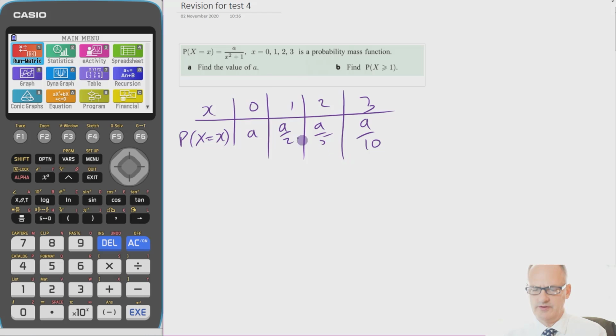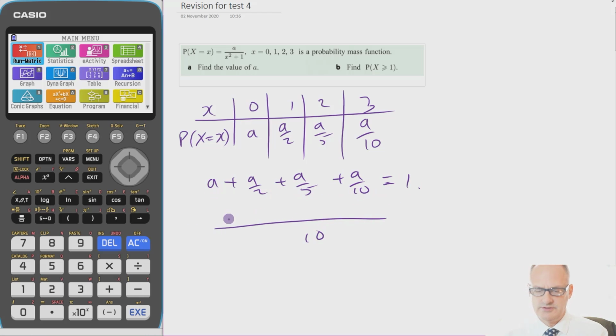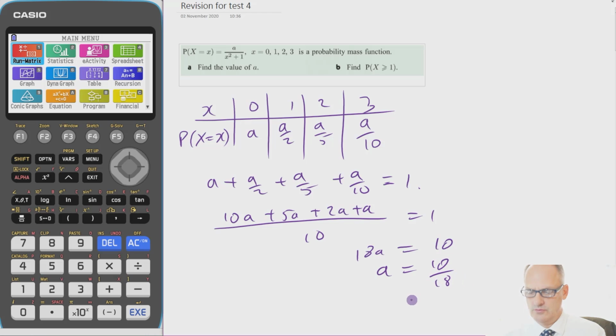So we want to find the value of a. Well, we know these probabilities must all add up to 1. So a plus a over 2 plus a over 5 plus a over 10 must equal 1. Now the easiest thing to do is to put this all over tenths. So it's going to be 10a plus 5a, because we multiply this by 10, this one by 5, this one by 2, and then we get another a over 10, equals 1. So 10, 15, 17, 18a must equal 10. So a will equal 10 over 18, or that equals 5/9.